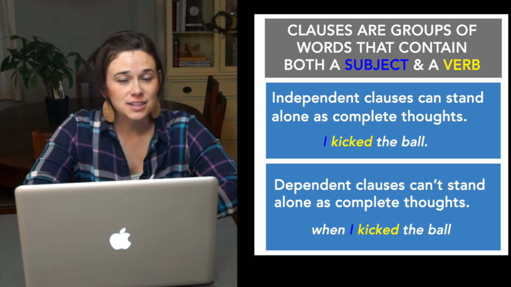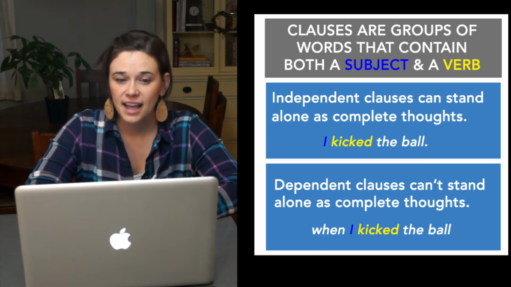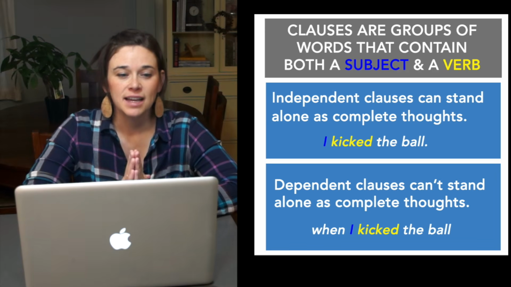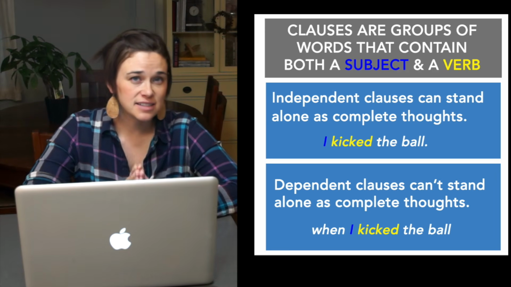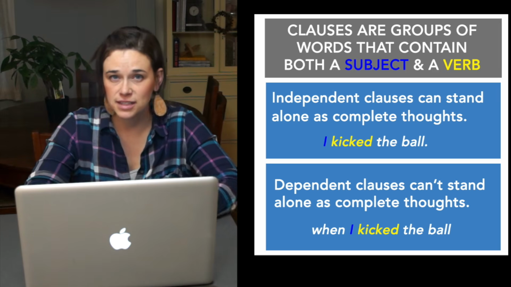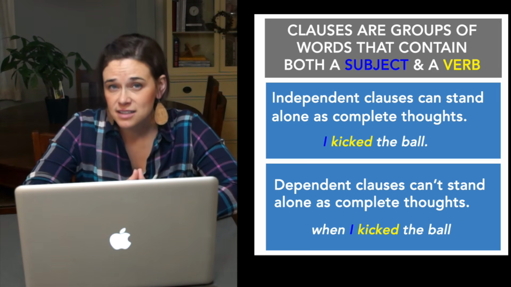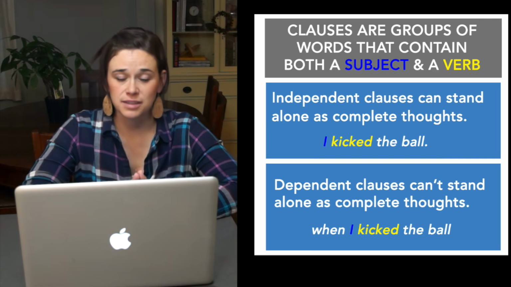Clauses are groups of words that have both a subject and a verb. And there are 2 main types. Independent clauses can stand alone as complete thoughts, and dependent clauses, or subordinate clauses, cannot stand alone as complete thoughts.